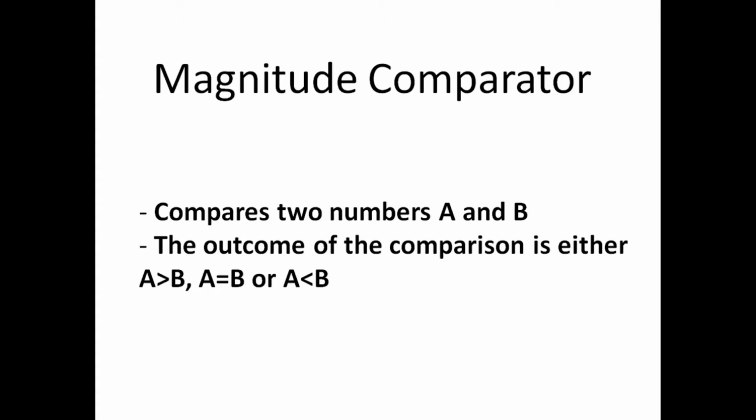A magnitude comparator just compares two numbers A and B, and the outcome of the comparison is either A is greater than B, or A is equal to B, or A is less than B. So these are the three possible outcomes of a magnitude comparator. It will tell us the relation between the two numbers A and B.